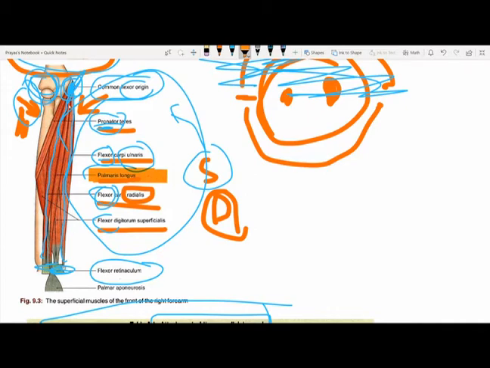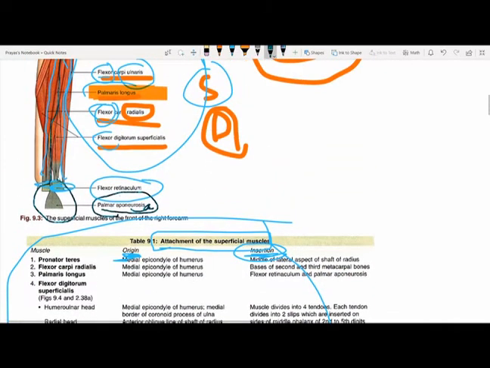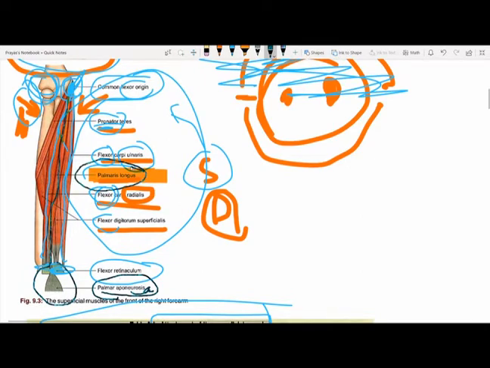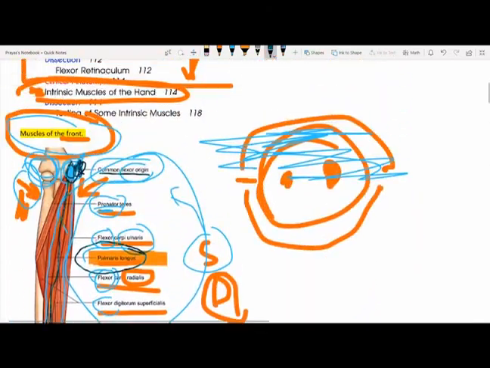This palmaris longus muscle goes from here, and it terminates as this thing, the palmar aponeurosis. So this palmar aponeurosis, which we will discuss now, is a part of this palmaris longus muscle, and it originates here, at the common flexor origin. So lots of things are related in anatomy, while discussing each different part.